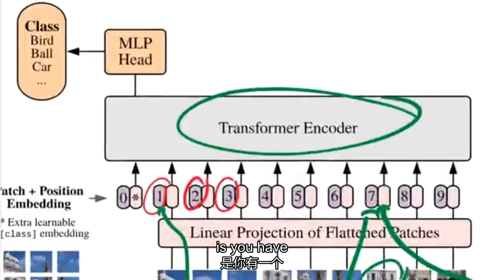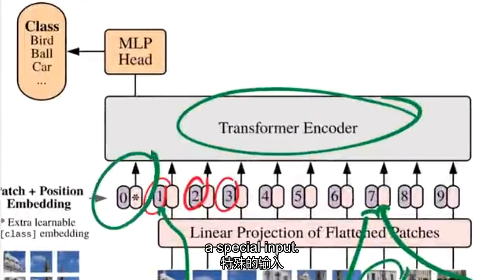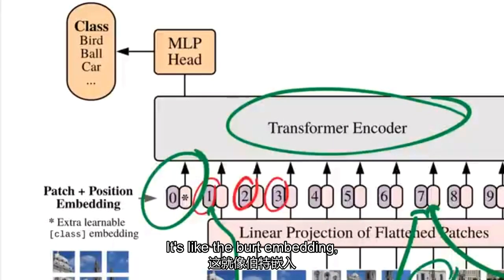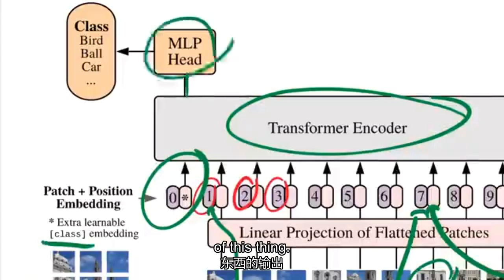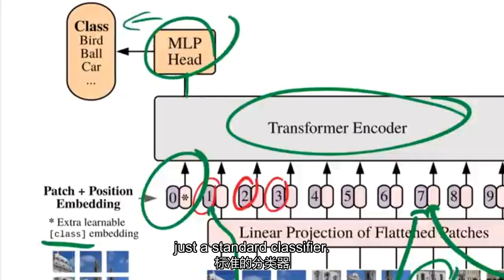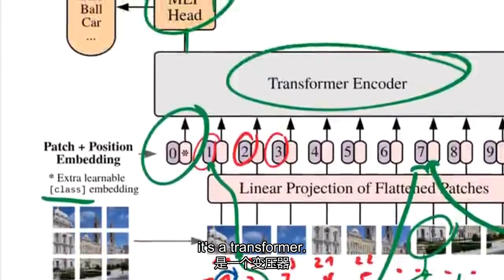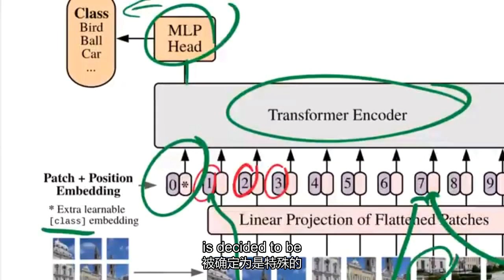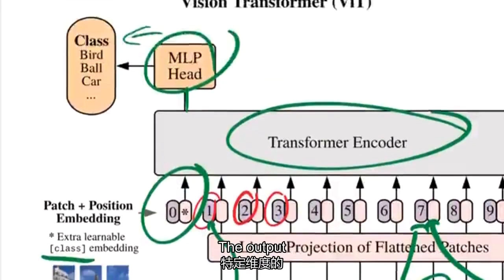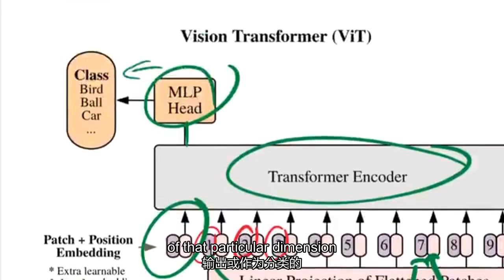And what you do is you have a special input. This is a learnable embedding. It's like the BERT embedding, the CLS embedding, and you take the output of this thing, finally, in order to classify. And this is just a standard classifier. So it's a really simple architecture except for the bottom part here. It's a transformer. One of the inputs is decided to be special, that is not associated with any patch, but is a learned input. The output of that particular input you take as a classification.